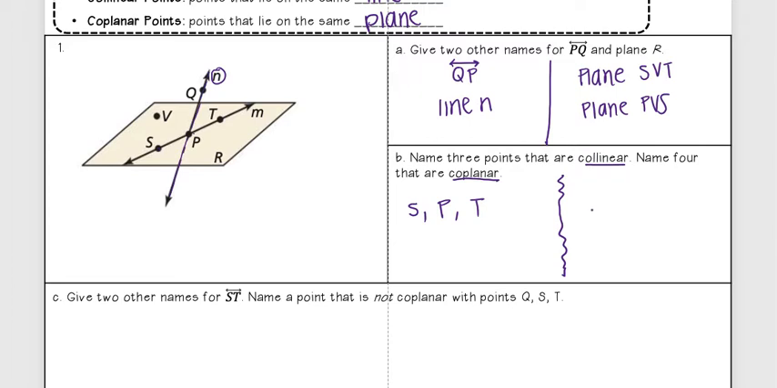Now I want to look for those that are 4 of them that are coplanar. Well, looking at this again, I see I have my plane here, and the 4 points that are on that are VSPT. So there it's okay that SPT are on the same line because we're adding a 4th point, and that 4th point is not on that same line.